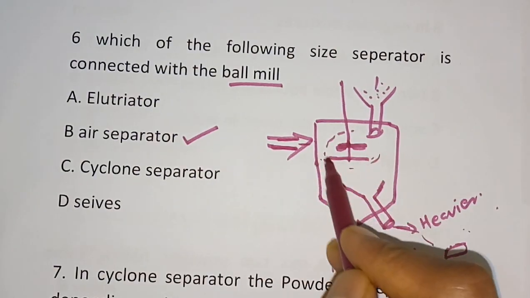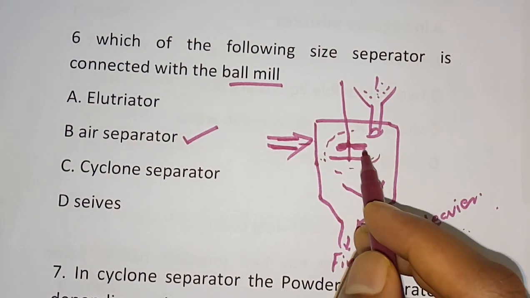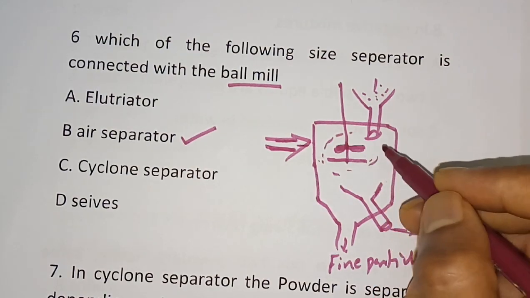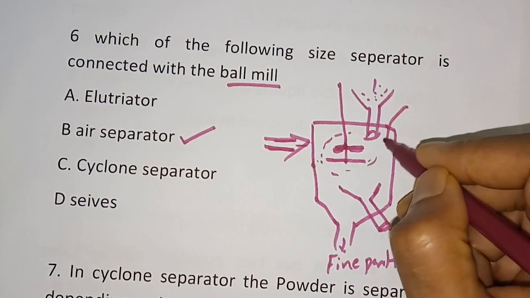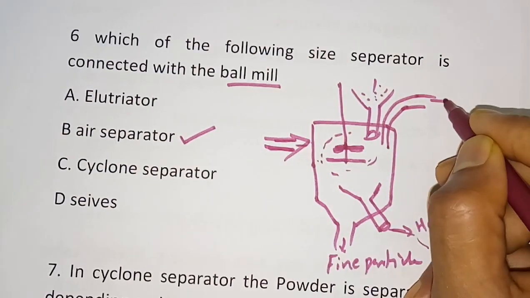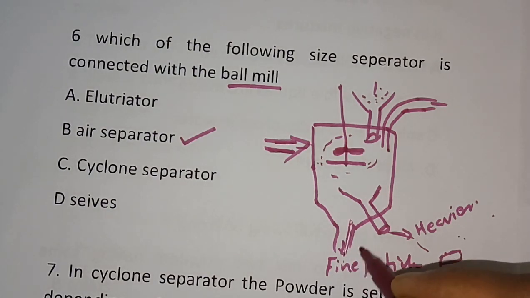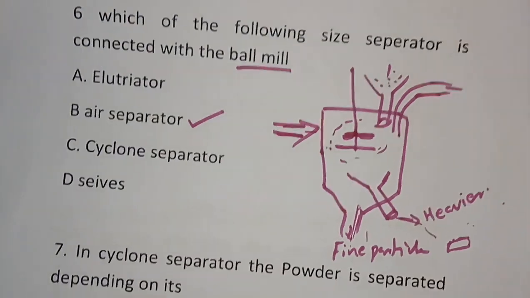After that, the centrifugal force will come. So the lighter particles will go through the outlet, this outlet will be for the lighter particles. Then here it will be for the heavier particles, that is solids. The solids will come here. Next we will move to the next question, number 7.